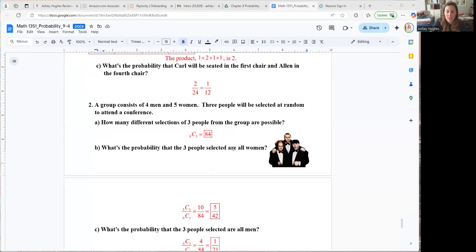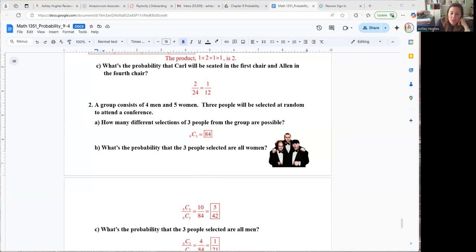What's the probability that the 3 people selected are all women? Okay, so you need to figure out the part over the whole. So how was the probability you would only get women? Well, out of the 5 women, you have 5 choose 3 ways of getting that. So that's 10 choices where you would have only women. And how many total choices did you have? 84. So it's kind of like you're thinking of this as counting. Okay, the combinations are just counting ways for these things to happen. There's 10 options where we would have 3 women chosen to go to the conference. And then there's 84 total ways to count all those people. So 10 out of 84 gives you that 5 over 42.